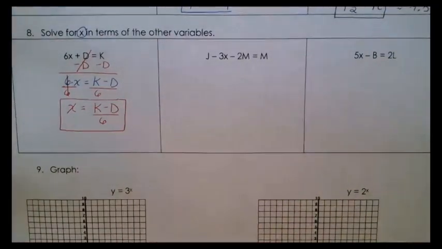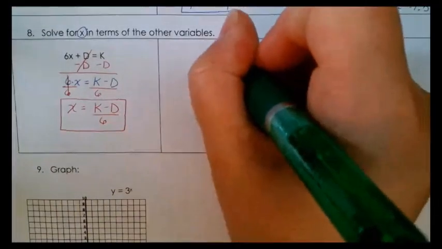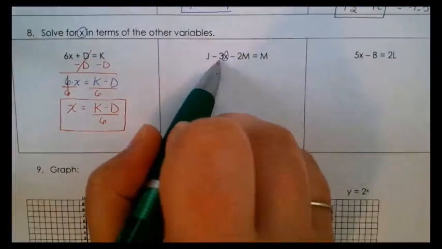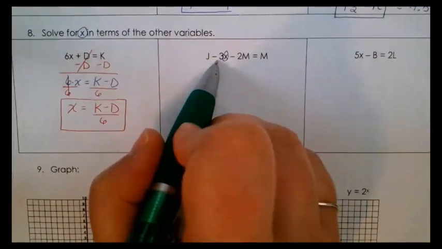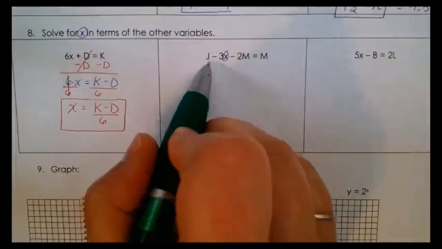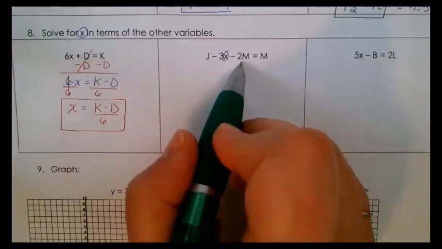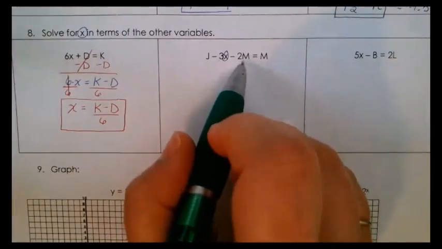Next question. Trying to get the x by itself. The x is right here. So it's being multiplied to negative 3. You're going to deal with that all the way at the end. You have j being added. You have negative 2m being added. Let's start with the negative 2m.